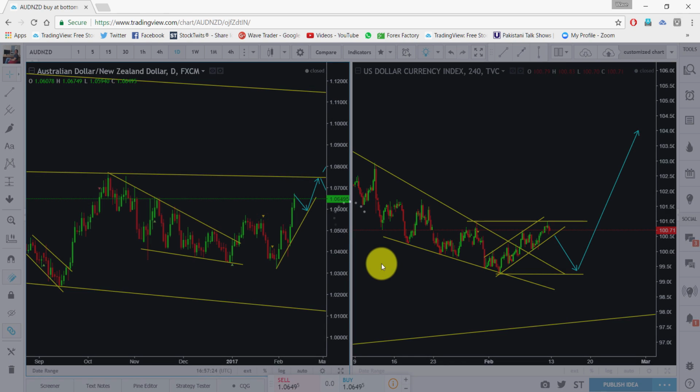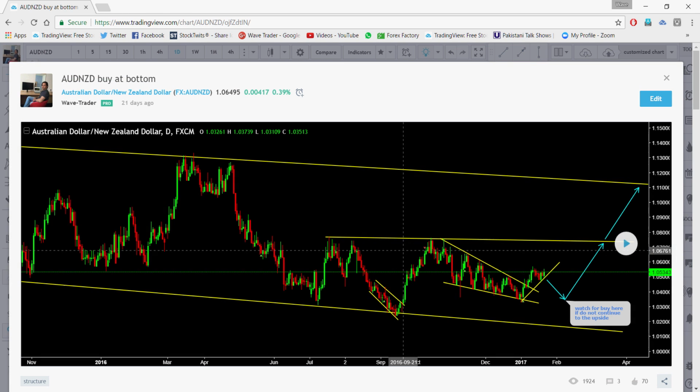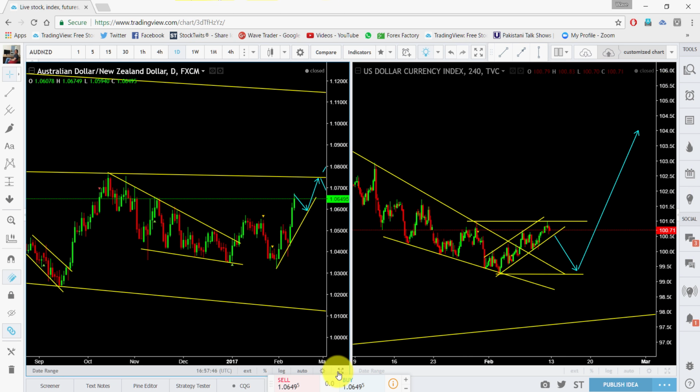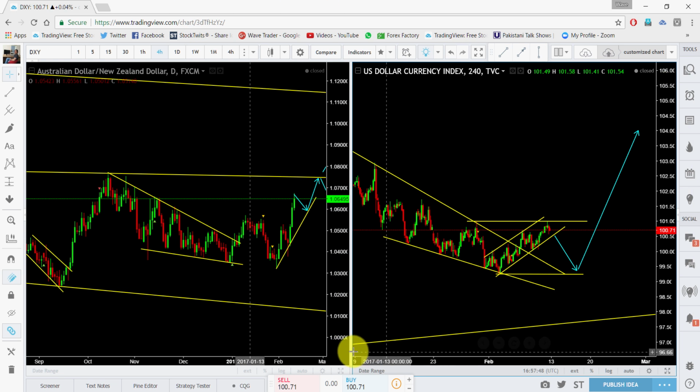Let me bring back the idea. On this move, the breakout was corrective, and price tested the bottom, formed this pattern, and then continued to the upside, according to this daily time frame. So I'm looking for quite a similar move on this pair.